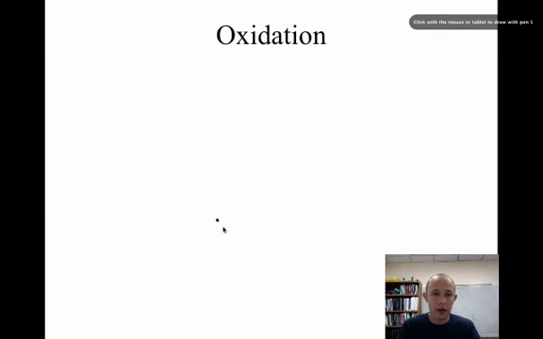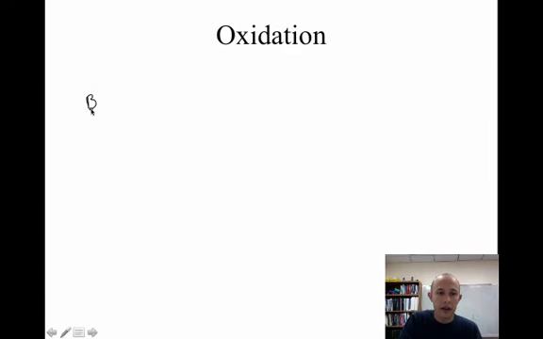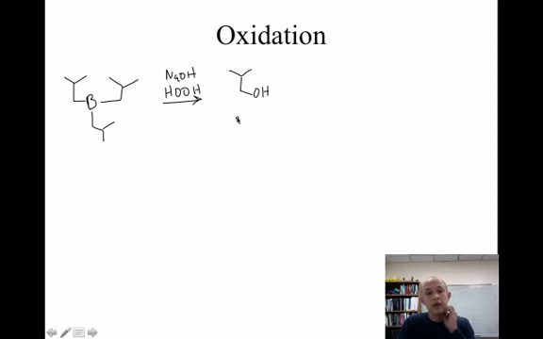Okay, so how does that work? Well, let's look at this for a second. On the last slide, here's where we left off. We have this, and we have this, and we have this. And what's going to happen is we're going to add sodium hydroxide and hydrogen peroxide, HOOH. And what we're going to get here is replacing the carbon-boron bond with a carbon-oxygen bond.